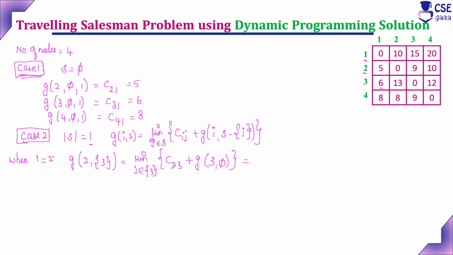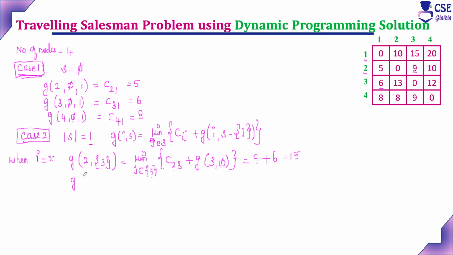So here, if we are considering C of 2 to 3, the cost of 2 to 3 is 9 plus G of 3, 5. Here we have considered the G of 3, 5 value as 6. So 9 plus 6 is 15. Next, I is equal to 2. Here we have considered the third vertex.